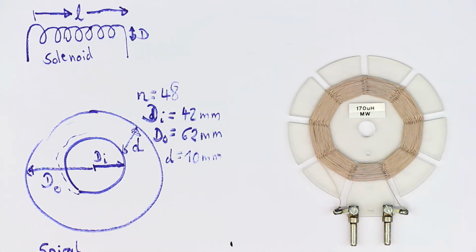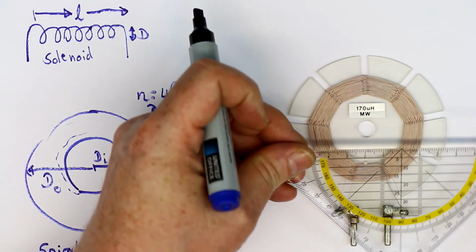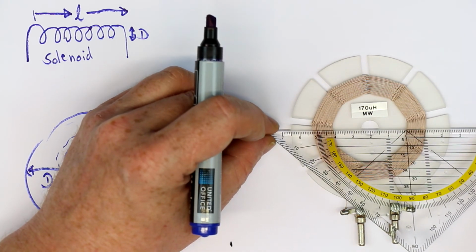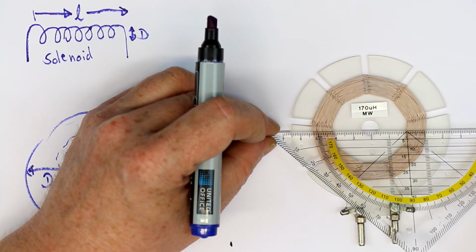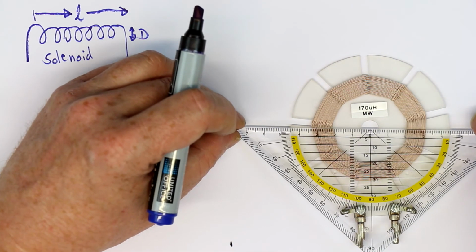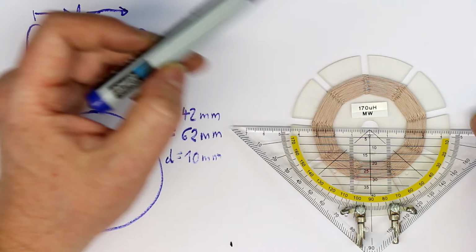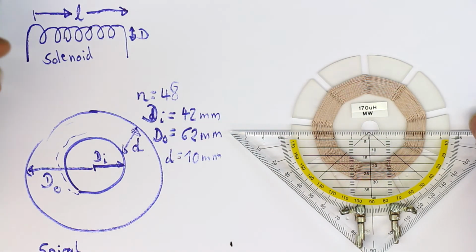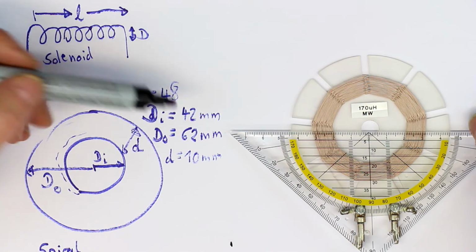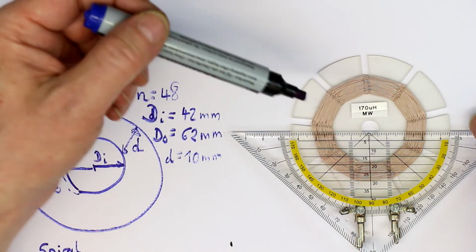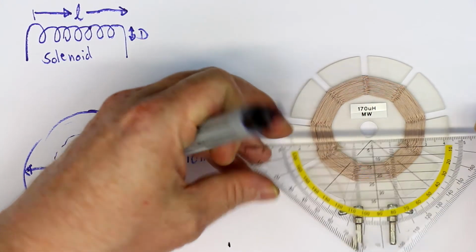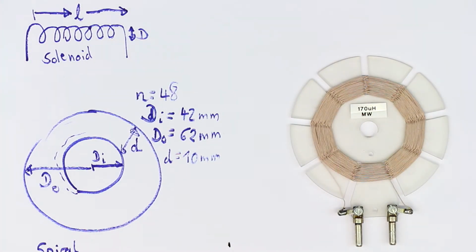Perhaps I'll find a ruler just to show you this. So the size of the winding is around 10 millimeters. The inner diameter, the radius is 21 millimeters, so the diameter is of course the double of that, 42 millimeters, and the outer diameter, the radius is 31, so the diameter is 62 millimeters.